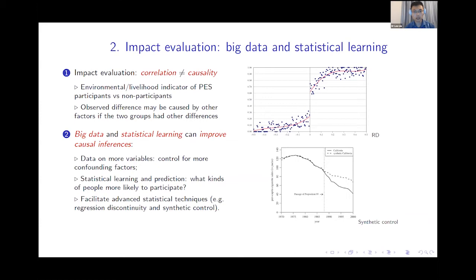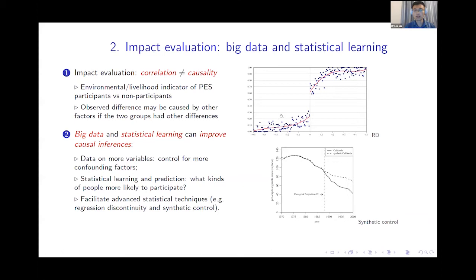Lastly, big data and machine learning approaches can facilitate some advanced methods which help us improve causal inferences. For example, as we can see in the top graph on the right-hand side, there is this approach called regression discontinuity. In some cases, there is a clear cutoff point as to the eligibility of being involved in a PES program. For example, it might be possible that a PES program only offers contracts to some counties or areas. And then we would have eligible counties or areas and ineligible counties or areas.